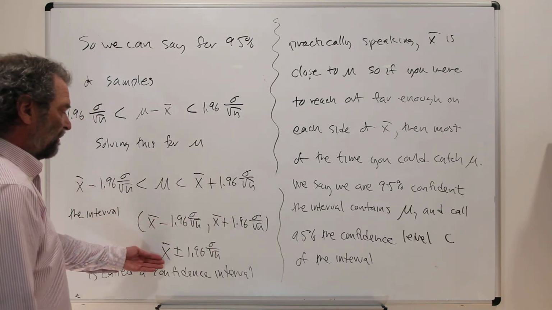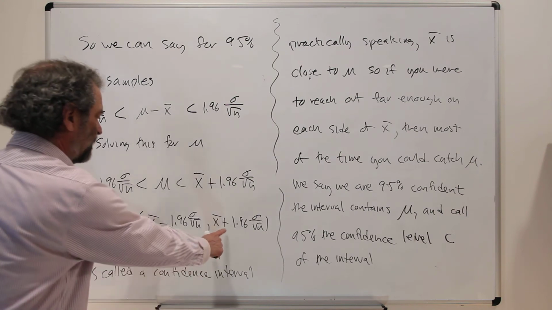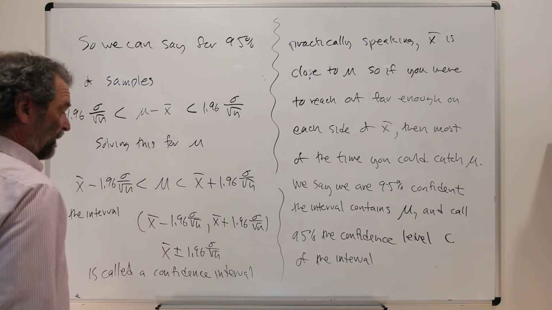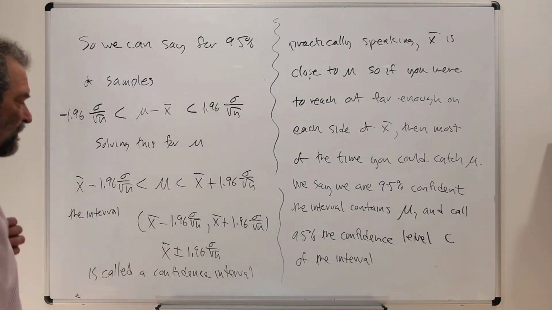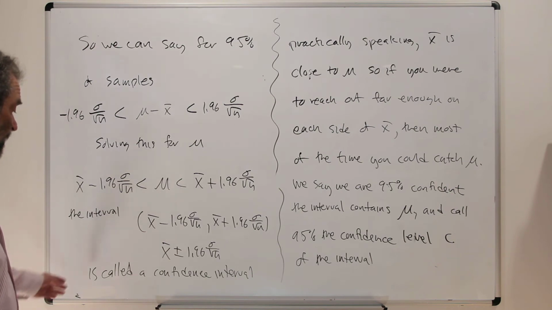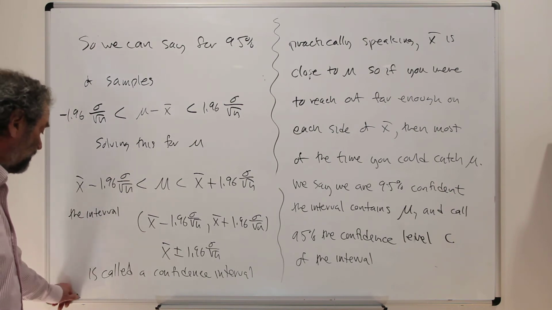We have the shorthand for the interval here. Since we're adding and subtracting the same quantity to make the interval, we write it as x bar plus or minus. You would think that's just two numbers, but we're thinking that's an interval, the upper and lower bounds for an interval. And that's called a 95% confidence interval for the mean.